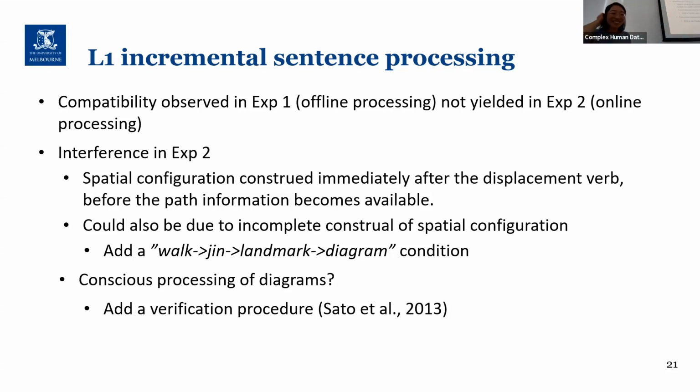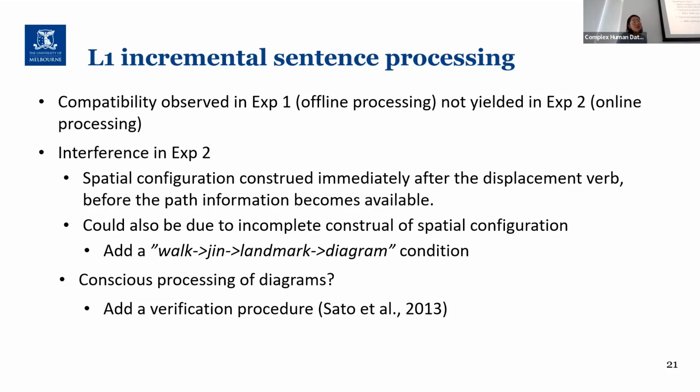Okay, good, thanks. So this second experiment shows us the mental simulation effect in L1 incremental sentence processing. We found that the compatibility effect yielded by the diagram in the first experiment, which is an offline processing task, was not yielded in the second experiment, which is an L1 online processing task. Instead, we found this interference effect. And spatial configuration was construed immediately after the displacement verb was shown, even before the path information becomes available to the reader. They start to already construe the spatial representation.